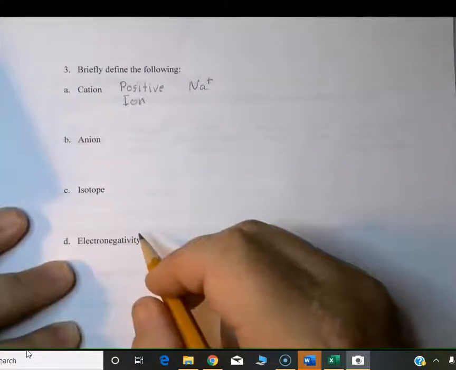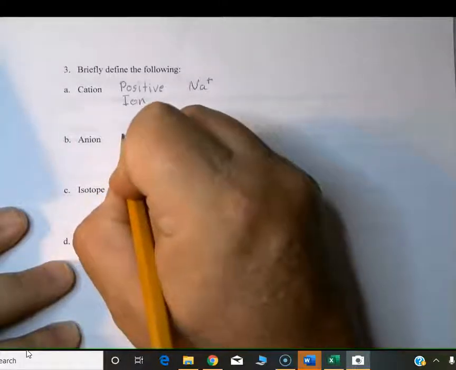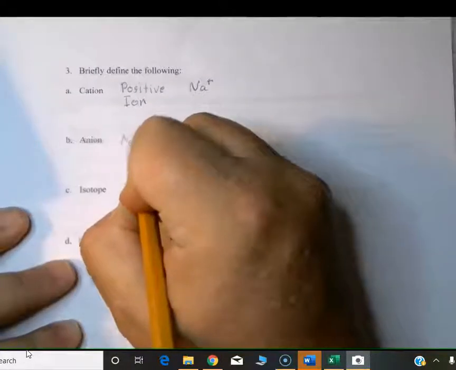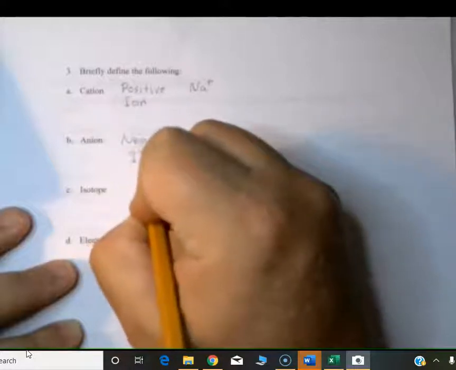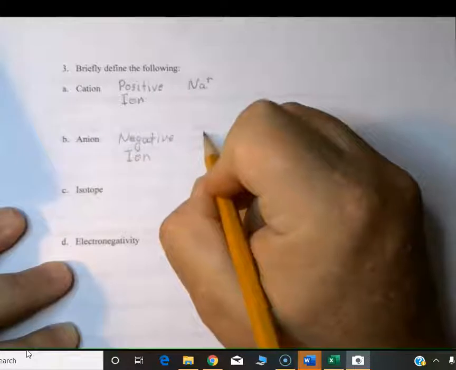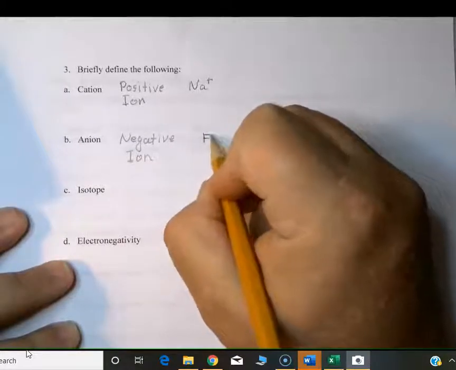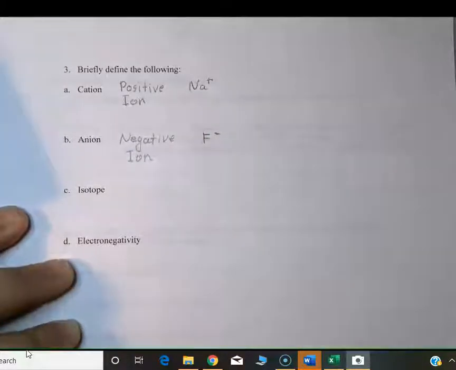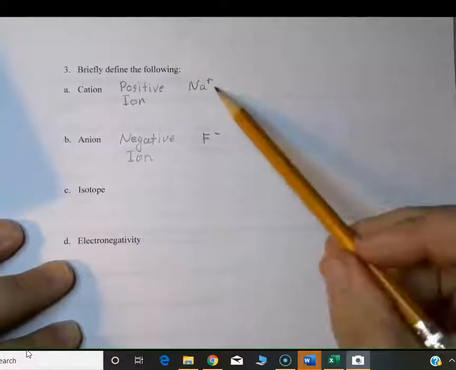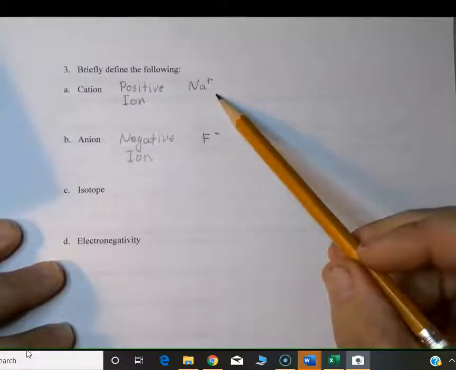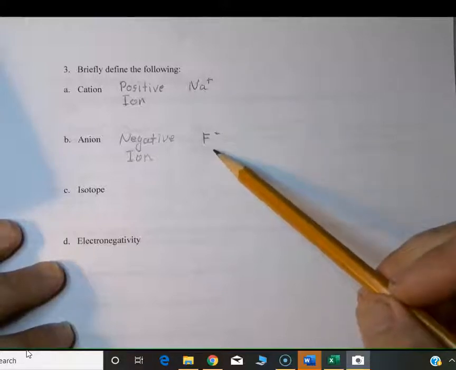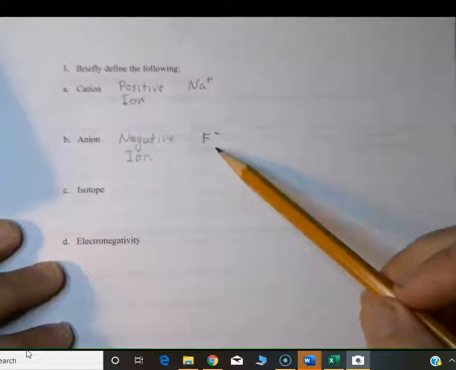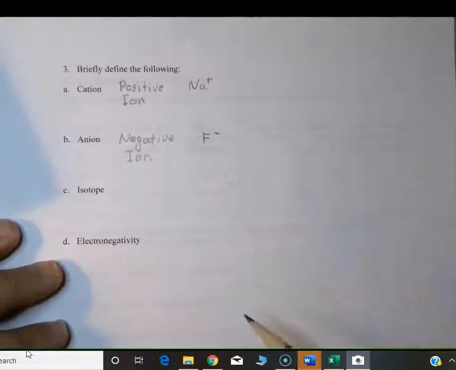An anion, first of all, is a negative ion. An example would be F minus, fluorine. Fluorine tends to want to pick up an electron. So sodium wants to lose an electron to be like the nearest noble gas to it, which is neon. And fluorine wants to gain an electron to be like the nearest noble gas to it, which is also neon. So they both end up with what's called the electron configuration of neon.